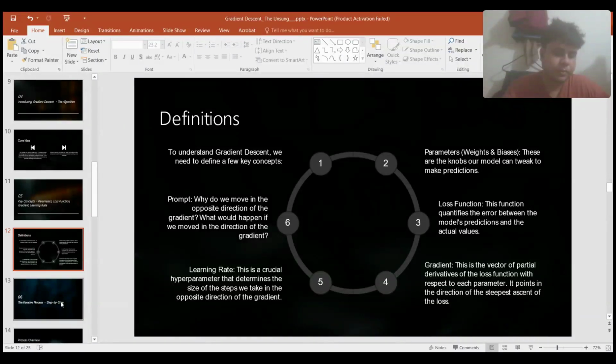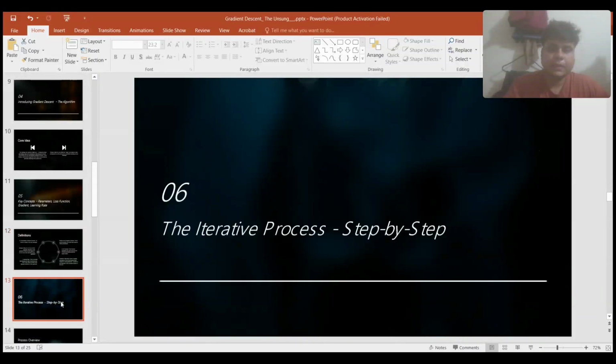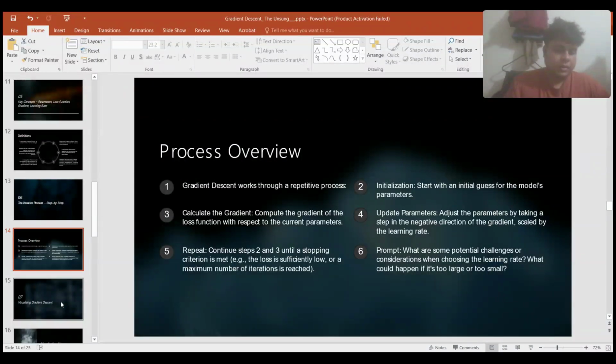Next we will be talking about the iterative process step by step. Gradient descent works through a repetitive process.